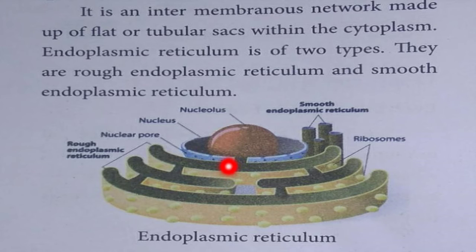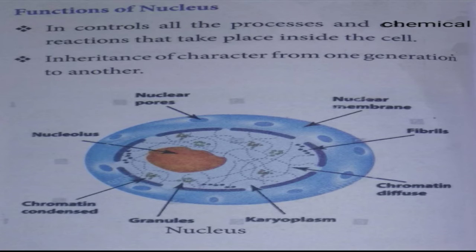See here the structure. Here the nucleus is also seen. Inside the nucleus you observe the nucleolus. Here you see the smooth endoplasmic reticulum and this one is the rough endoplasmic reticulum. Between them, the nuclear pores are also seen. In between these, ribosomes are also observed.